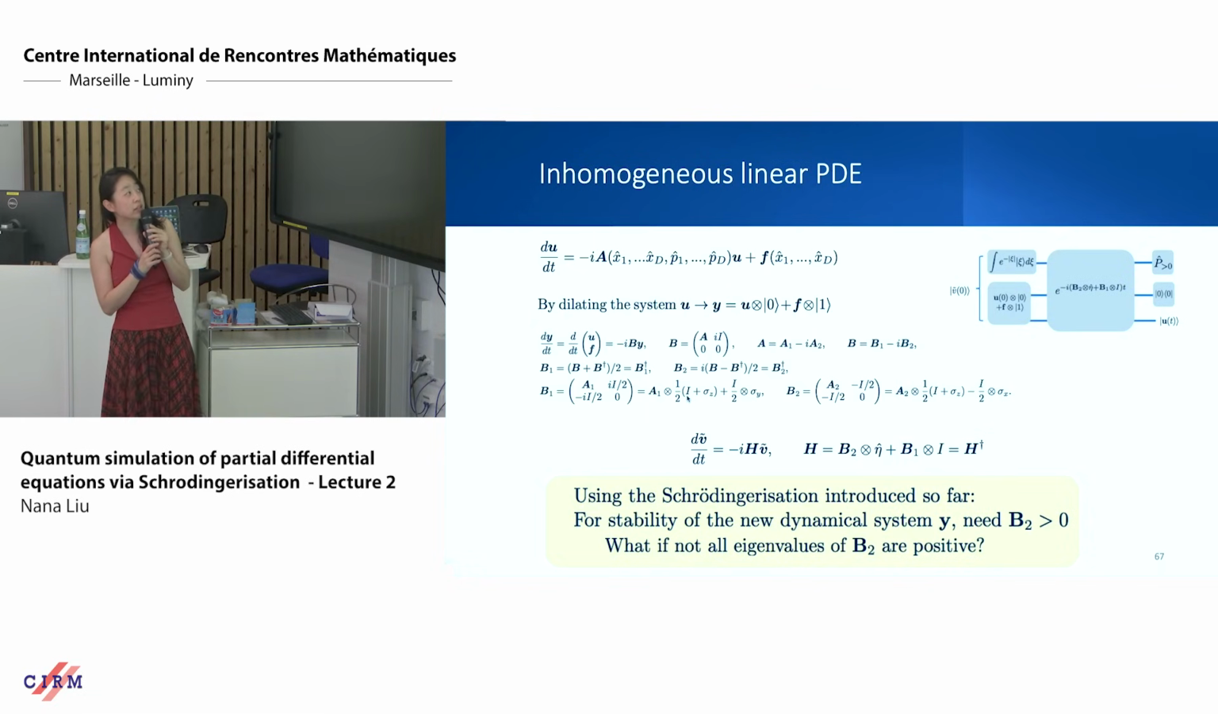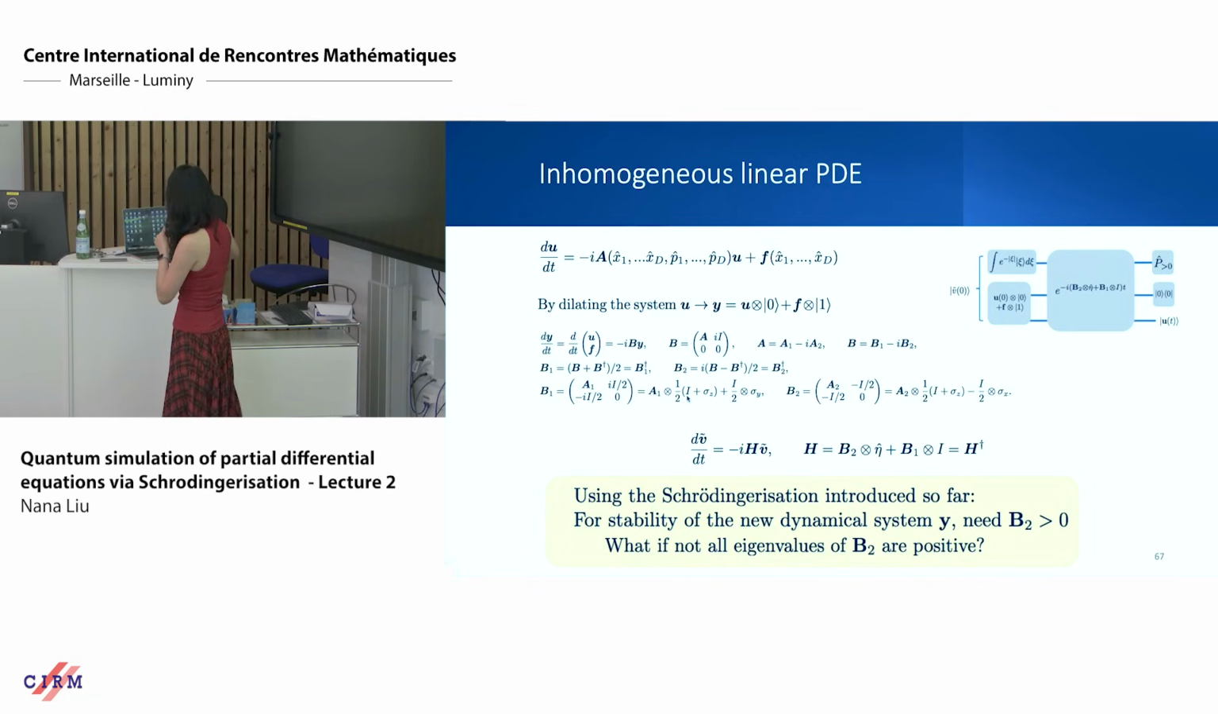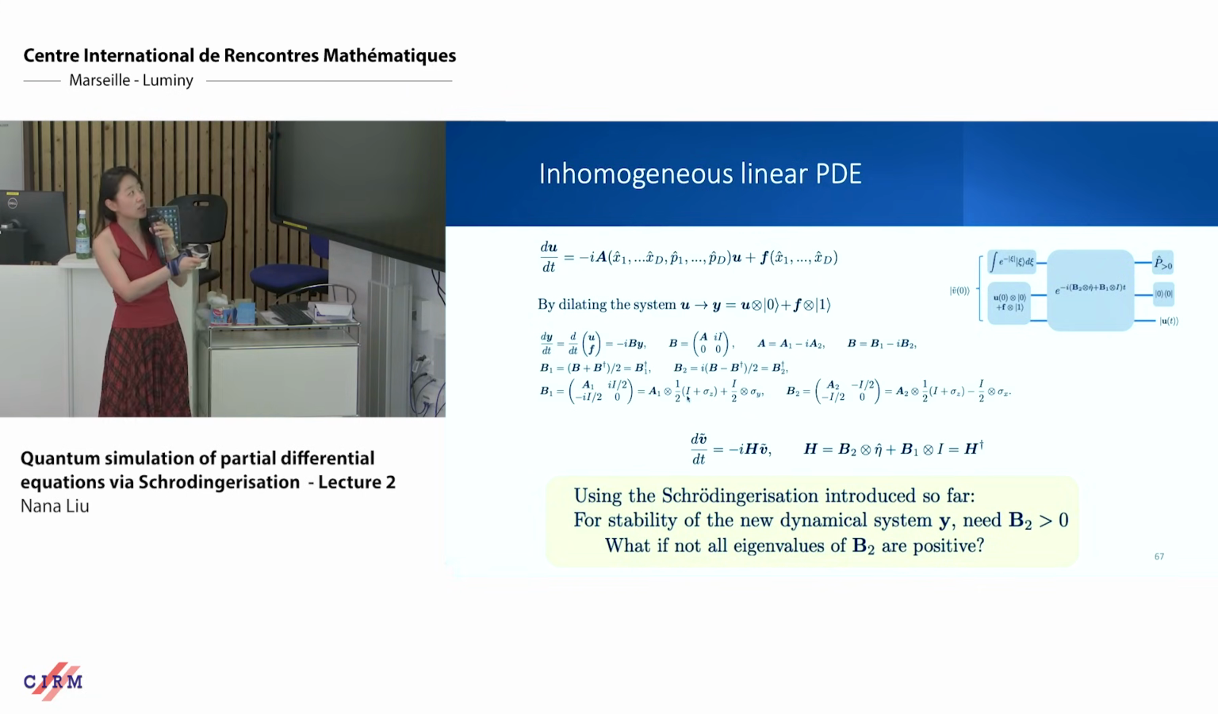Okay, so how do we deal with inhomogeneous PDEs? Well, I also talked about dilation. So if F is, say, a source term, then we define a new variable Y, and Y is a vector with U and F. Let me use my laser pointer. So Y is U and F, but we can write it this way: U tensor product 0 plus F tensor product 1. So now this is a coupling between continuous variables, now with a cubic setting.